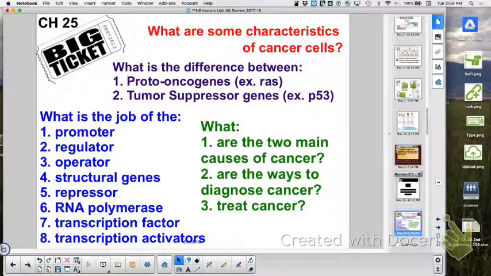If a repressor is on the operator, it spills out and then it can block the promoter as well. And I'll show you a picture of that. Structural genes or whatever you're coding for. You know what RNA polymerase is. A transcription factor. Do you remember what that does?